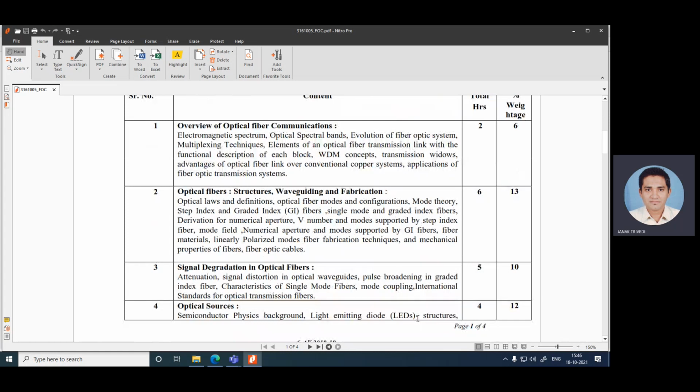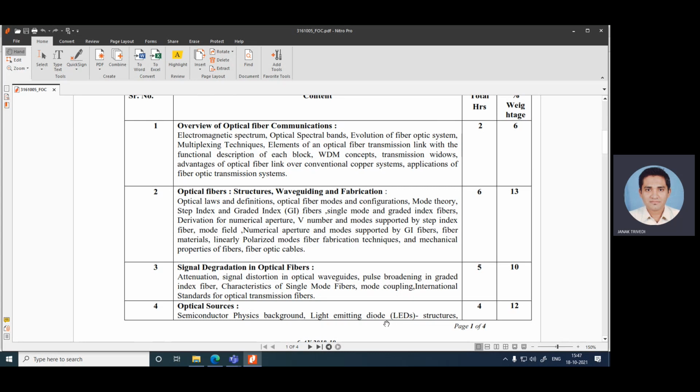The third chapter is about signal degradation in optical fiber. In this chapter, attenuation, signal distortion in optical waveguides, pulse broadening in graded index fibers, characteristics of single mode fibers, mode coupling, and international standards for optical fiber transmission are discussed. This chapter contains a total of 5 hours and the weightage of this particular chapter is 10%.